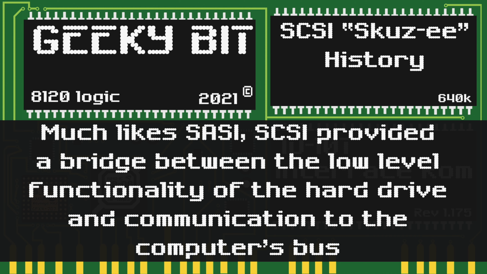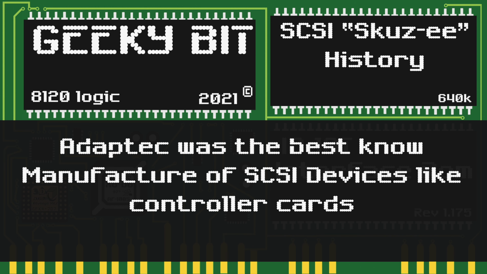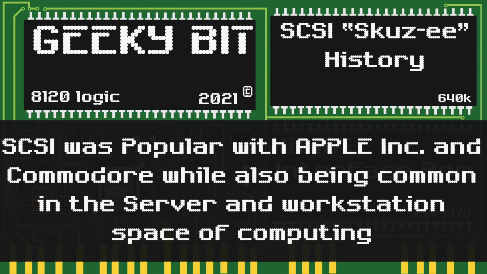Much like SASI, SCSI provided a bridge between the low-level functionality of hard drives and communication to the computer's bus. That ability also allowed SCSI to be able to use other peripherals as well. NCR Corp is said to have developed the first SCSI controller chip sometime around 1982. Adaptec was the best-known manufacturer of SCSI devices like controller cards. SCSI was popular with Apple and Commodore, while also being common in the server and workstation space of computing.